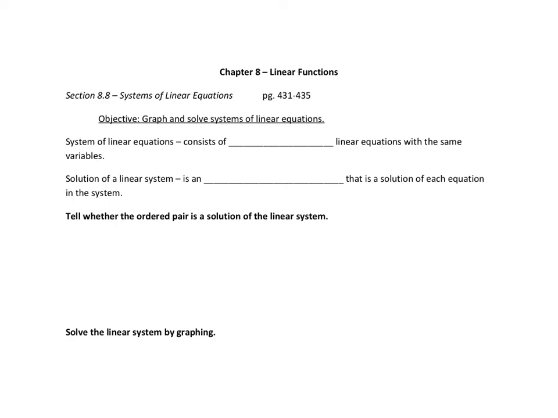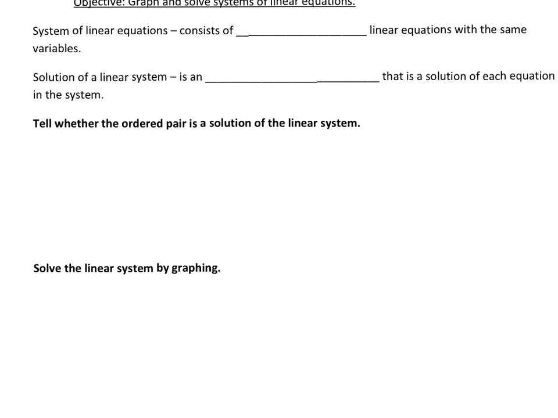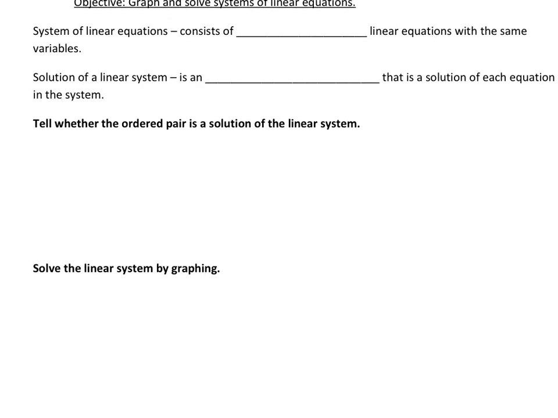Okay, today in section 8.8 we're going to talk about systems of linear equations. Well, first off, what in the world is a system of linear equations? Really simple. A system of linear equations consists of two or more linear equations with the same variables.